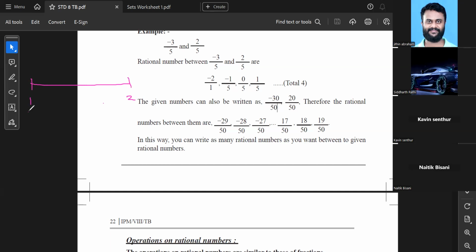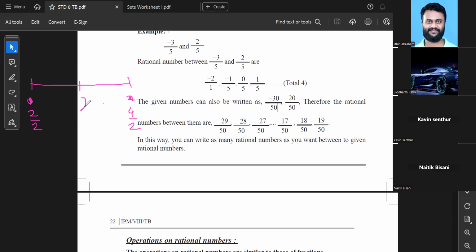Now, this 1 I can write as 2 upon 1. Can I write it as 2 upon 1? Sorry, 2 upon 2, my bad. 2 upon 2. Can I do that? Yes, sir. Yes, you can do. And 2 I can write as 4 upon 2. Yes, sir. So how many rational numbers do you have between them? 3 upon 2. Only one.